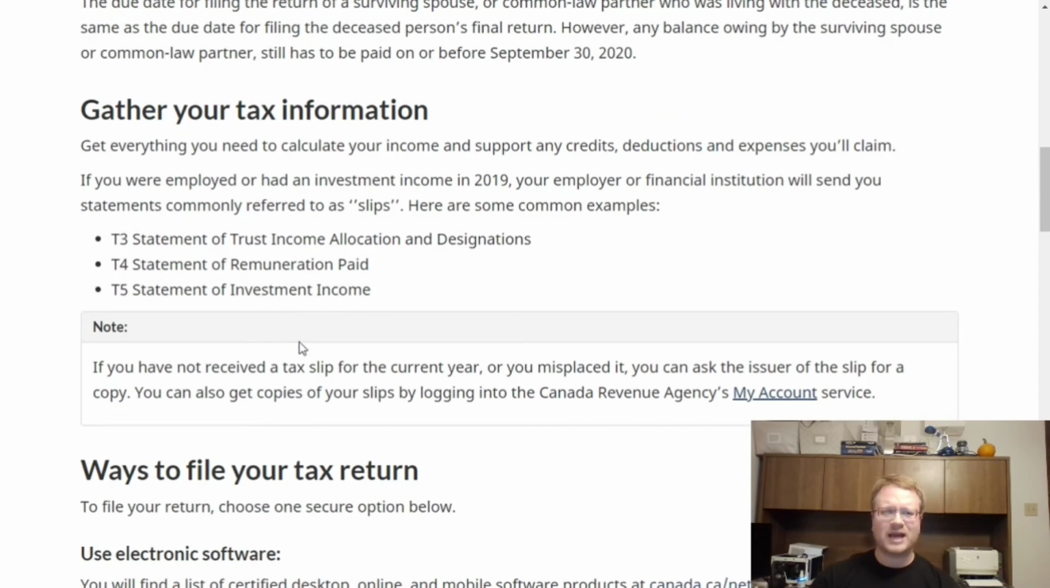First step to file your taxes is to gather your tax information. So you need to find the info slips, and these are some of the documents we talked about earlier. Your T4, which is proof of how much money you made from work, or your T5, your proof of how much money you made from investments.